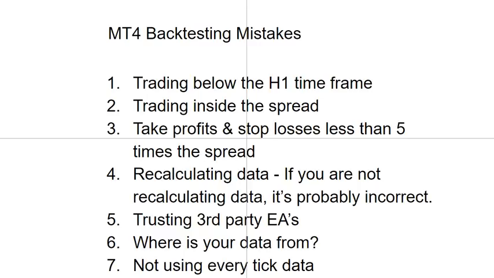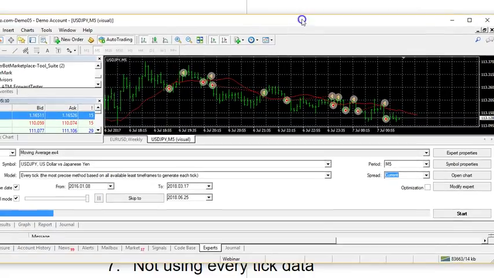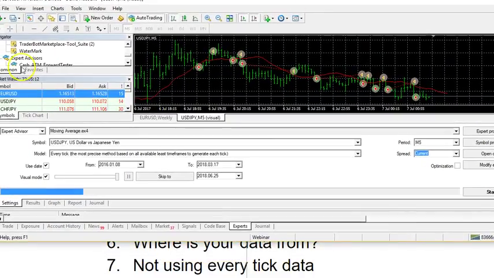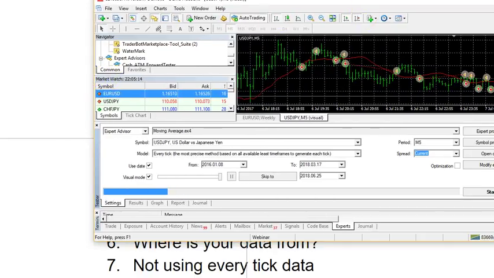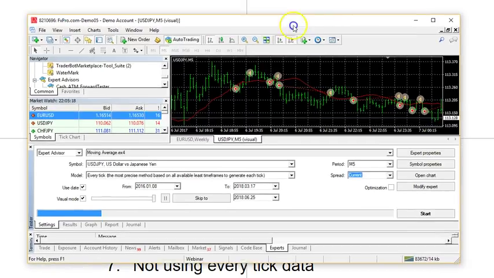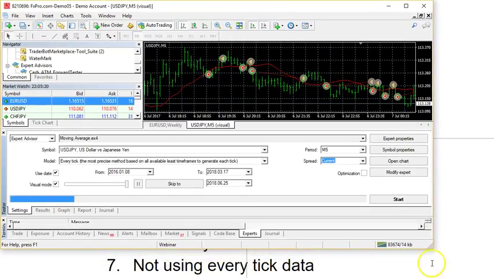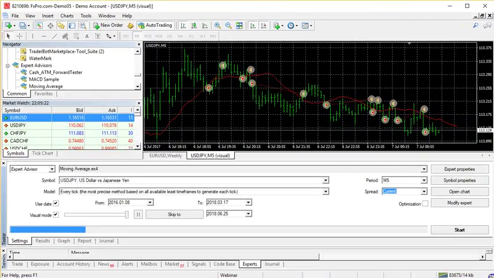First of all, on MT4, they have a backtesting program. Let me pull it up here. It looks something like this. Let me fix it inside the screen. There we go. Okay, it looks something like this. This is what it looks like.